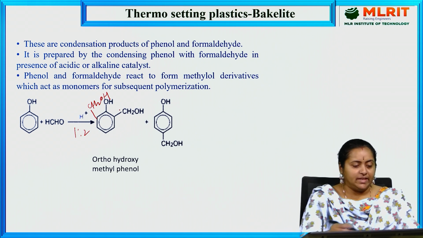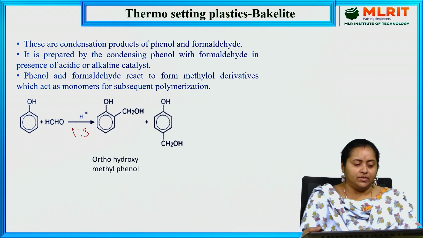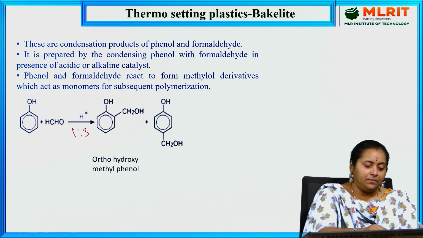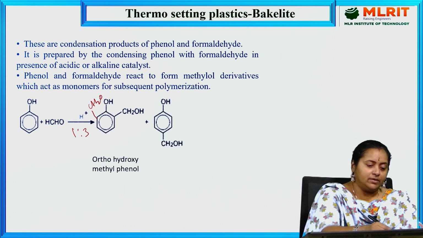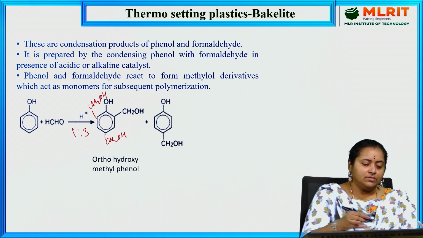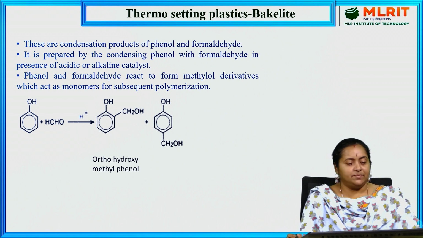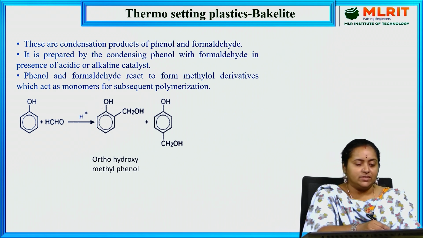Next, if it is 1:3, if I take 3 moles, a 1:3 ratio, then the para position will also be blocked. Here we will get one CH2OH, here also we will get a CH2OH. That is, a trimethylol derivative of phenol will be produced. So for this bakelite formation, we are going to consider only a 1:1 ratio of phenol and formaldehyde.